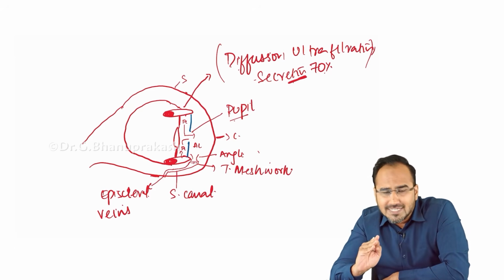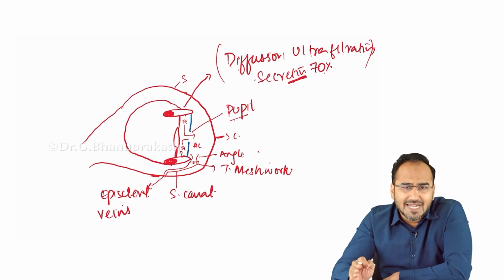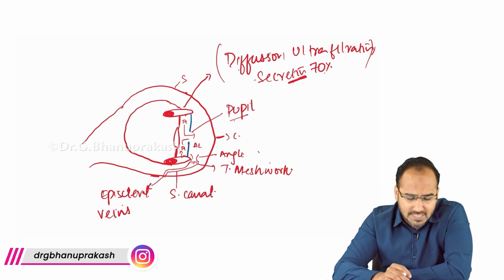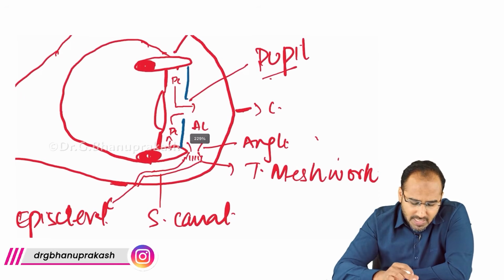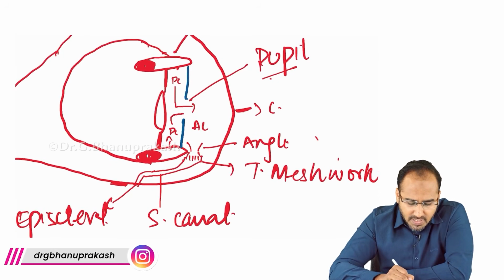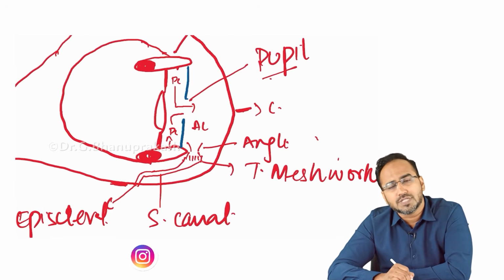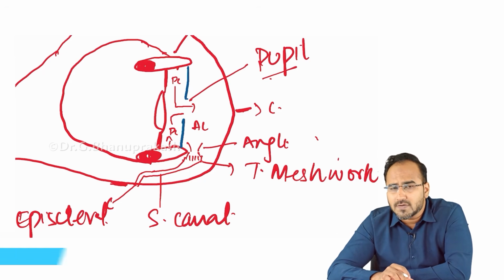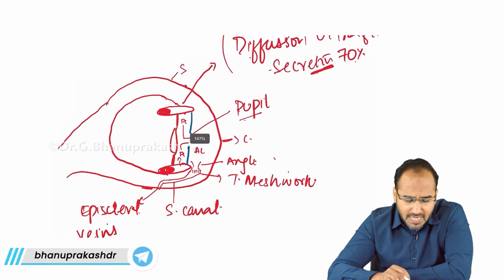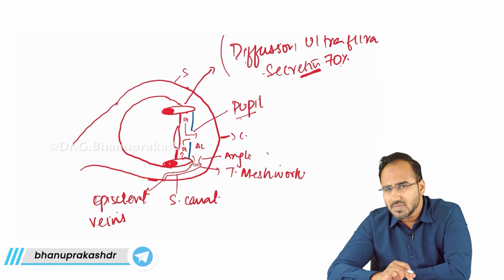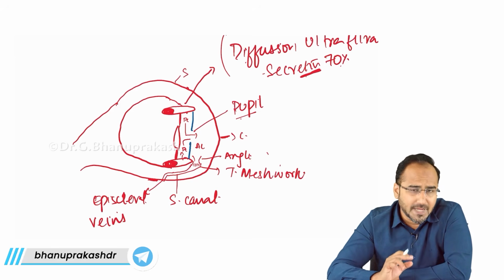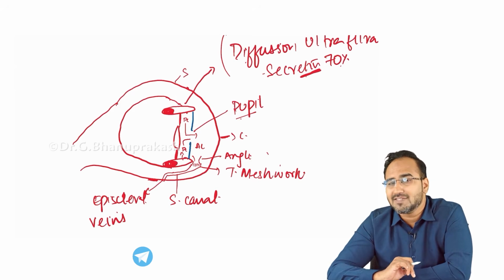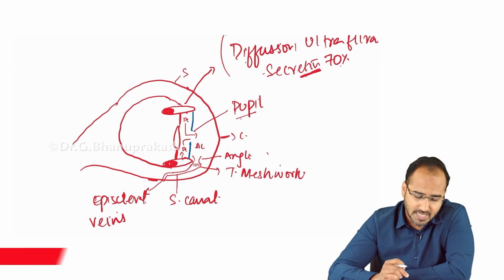Once the aqueous humor is formed, it goes into the posterior chamber. Through the pupil, it enters the anterior chamber. Through the anterior chamber, it goes into a structure called the angle. From the angle, it enters this mesh-like structure, which is called what, guys? Trabecular meshwork. From the trabecular meshwork, it goes into Schlemm's canal, ultimately draining into the episcleral veins. That is the flow of aqueous humor, right?